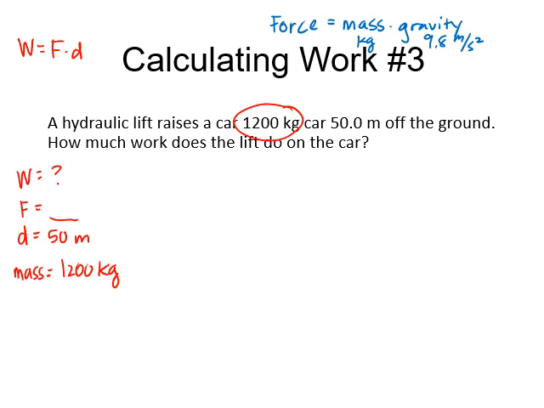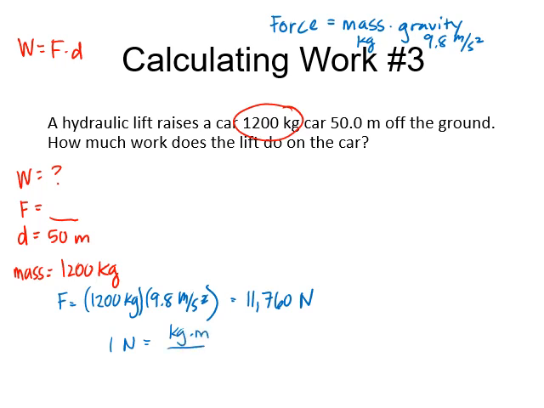So to plug in for force, we can say force equals our mass, which is 1,200 kilograms, times our gravity, which is 9.8 meters per second squared. And this is going to give us 11,760 newtons, because remember, 1 newton just equals kilogram times meter per second squared. So now we're going to plug this number, 11,760 newtons, in for the force, and we now have everything to solve this problem.